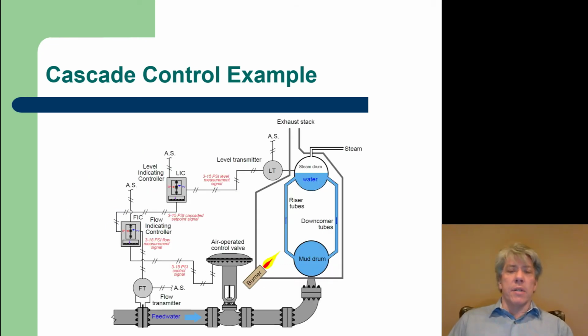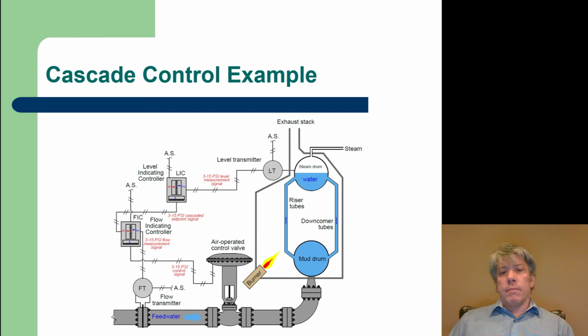So here's a practical cascade control example where we're just making some steam. And so we've got feed water flowing into the mud drum and being heated up, going through the riser tube into the steam drum, where steam is extracted off the top.